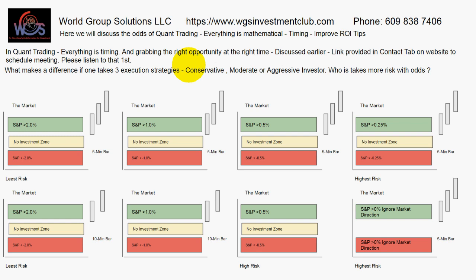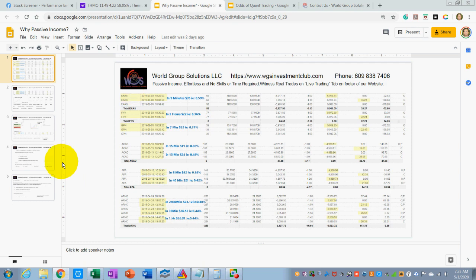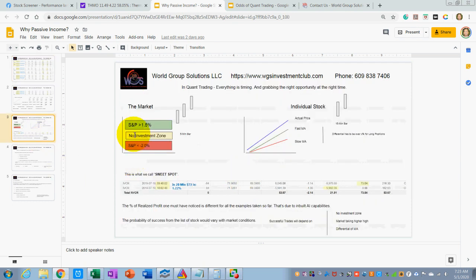Now in my previous slide, I explained two very important components. One is the market, which I spoke about in my previous slide, and the second one is the individual stock. If you find a sweet spot where the market is in your favor and the individual stock is also in your favor, then within 20 minutes you can see you are making around 1.22% of whatever you invest.